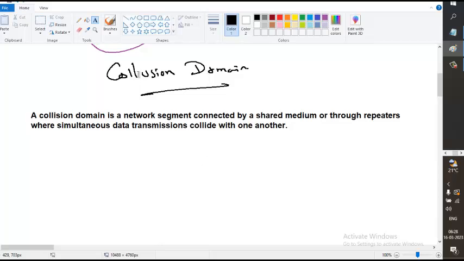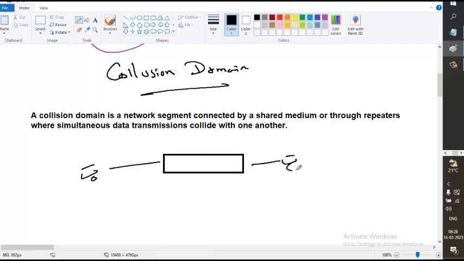See, if I have a switch, we call it a LAN device, and you have some computers: 10.0.0.1, let's say 10.0.0.2.